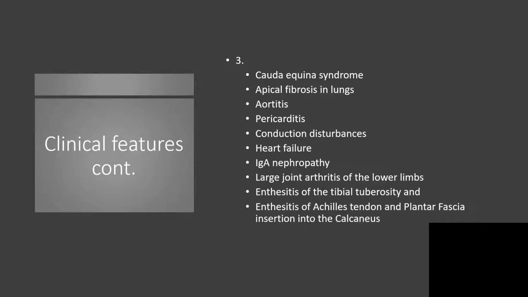There's possibility of cauda equina syndrome. In that case, it's going to be an acute emergency. There's possibility of apical fibrosis in the lungs, aortitis, I've just mentioned that, pericarditis, conduction disturbances, heart failure, IgA nephropathy, large joint arthritis of the lower limbs, enthesitis of the tibial tuberosity, and enthesitis of the Achilles tendon, and of course plantar fascia insertion into the calcaneus.